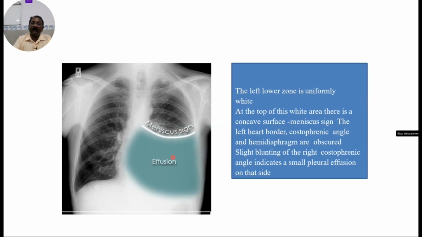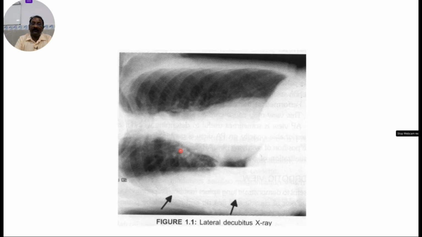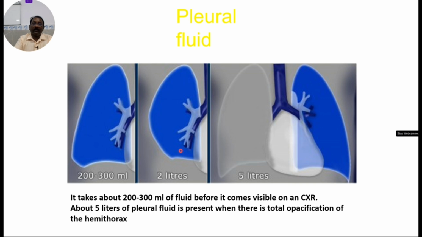This is the PA view. More than 200 ml is required here. Maybe 1 to 1.5 liters to this extent. See, 200 to 300 ml, there will be blunting of the costophrenic angle here. When it is 2 liters in the lung, when there is 5 liters, so this is that one. So it takes about 200 to 300 ml of fluid before it becomes visible on the chest X-ray. 5 liters of fluid is present when there is a total opacification of the hemithorax.